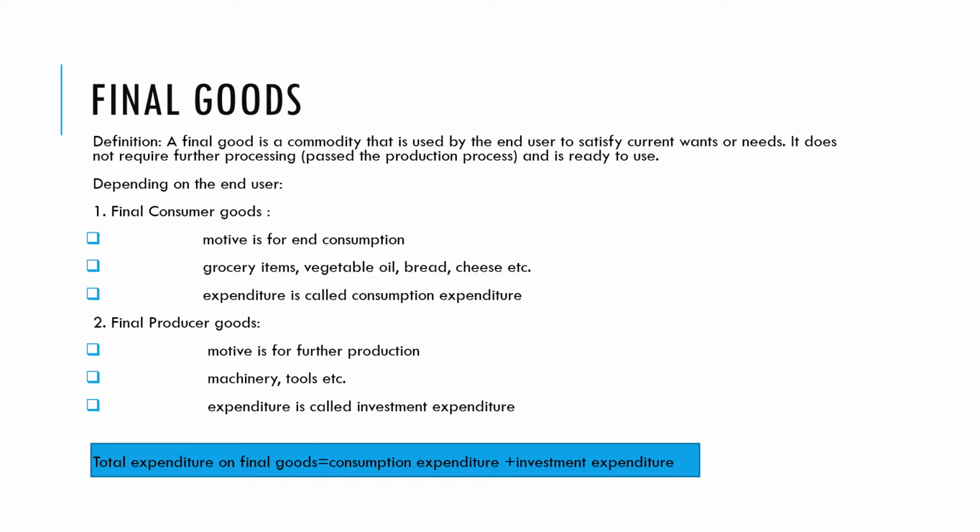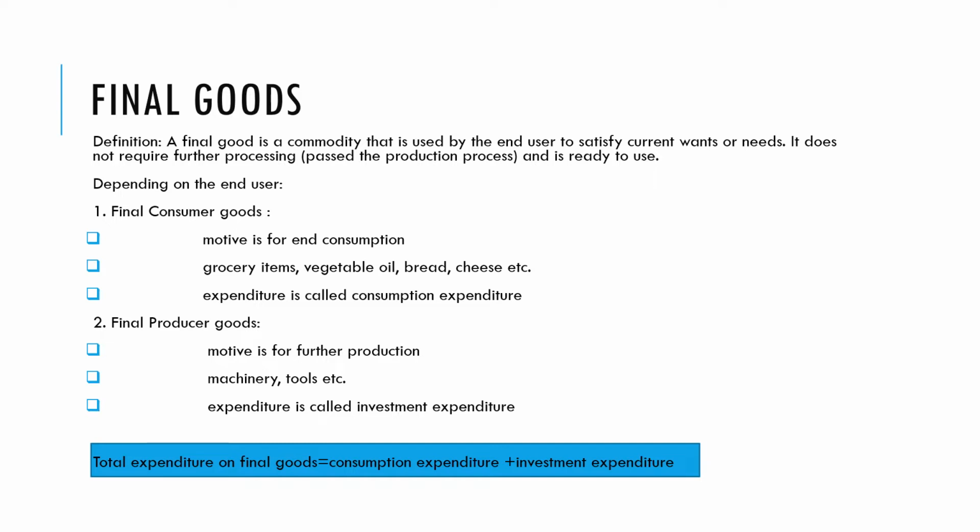Final goods. By definition, a final good is a commodity that is used by the end user to satisfy current wants or needs. It does not require further processing, which means it has passed the production process and is ready for ultimate use. Depending on who is the end user of the final goods, it's further divided as final consumer goods and final producer goods. Let us look at the features of each category.